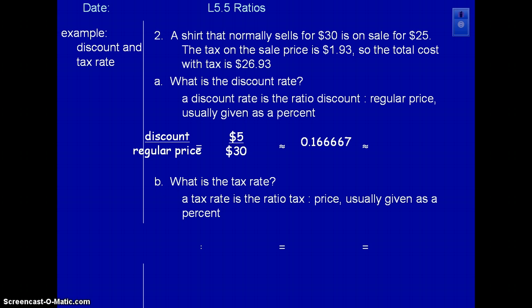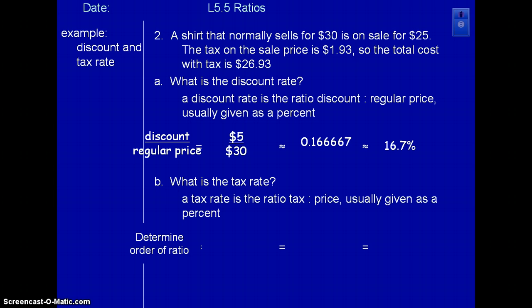Write it as a decimal. 0.16, the 6 is repeating. Again, we see the 7 appearing at the end simply because our calculator has rounded to the nearest, which in this case is rounding up to a 7. And as a percent here, we would say that this is about 16.7%. So the discount is about 16.7% on this particular shirt.